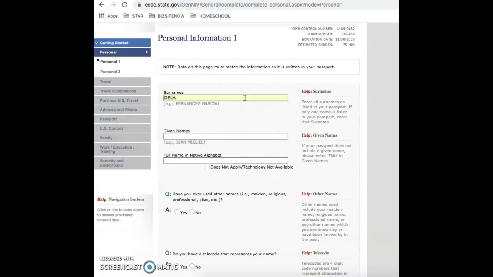Kunwari, De La Cruz. Pangalan mo ay Juan. Ilagay mo lang yung full name in native alphabet, Juan De La Cruz. So, ang tip ko dito, ang given names nyo, kung you have two or dalawang first names, kunwari, Juan Miguel, lagay mo yung Miguel. Ilagay mo na rin ang iyong middle name kasi nakalagay din dito na if your passport does not include a given name, please enter FNU in given names. But you can put yung all the surnames listed in your passport. If only one name is listed in your passport, enter that surname. So yun ako, nalala ko, nilagay ko yung middle name ko dito sa given names.